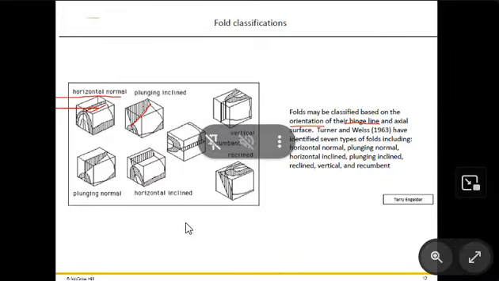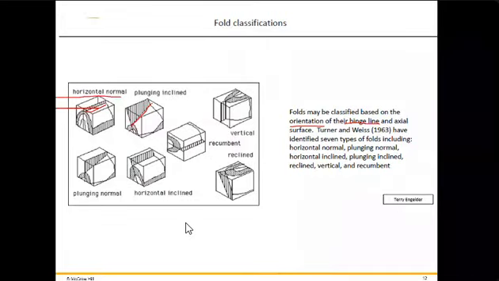Yeah, so you can see that we're trying to talk about fold classification in terms of the orientation of the hinge line and the axial surface or axial plane, right? And I've shown you what an upright fold will look like. The hinge line is horizontal and the axial surface or axial plane is normal. But for a plunging inclined fold, you can see that the hinge line is plunging, no longer horizontal, and then the axial plane is inclined in this direction. It's not normal.